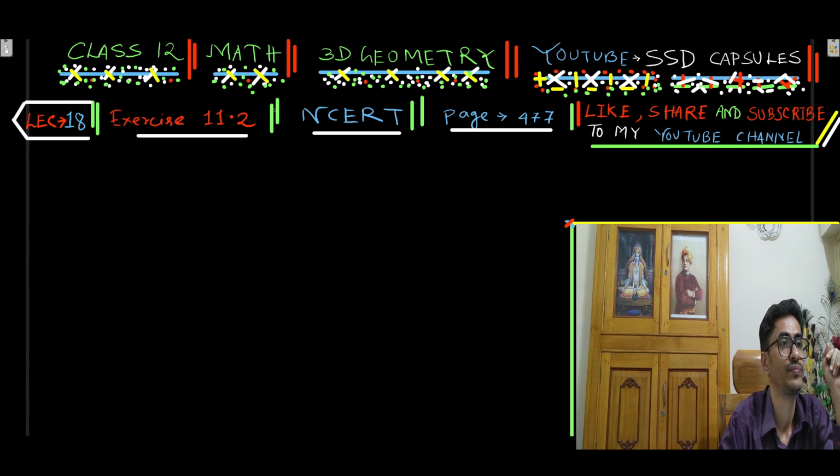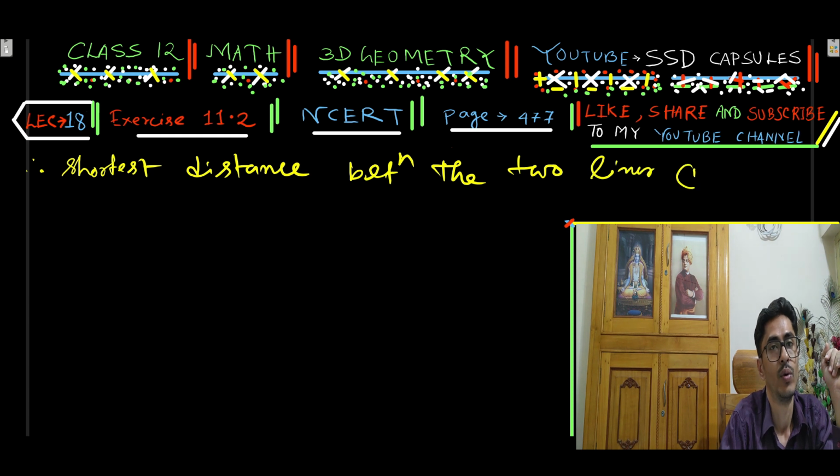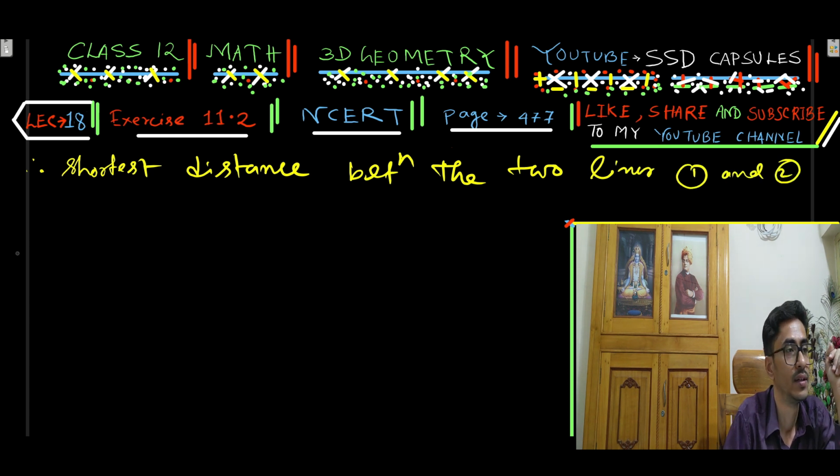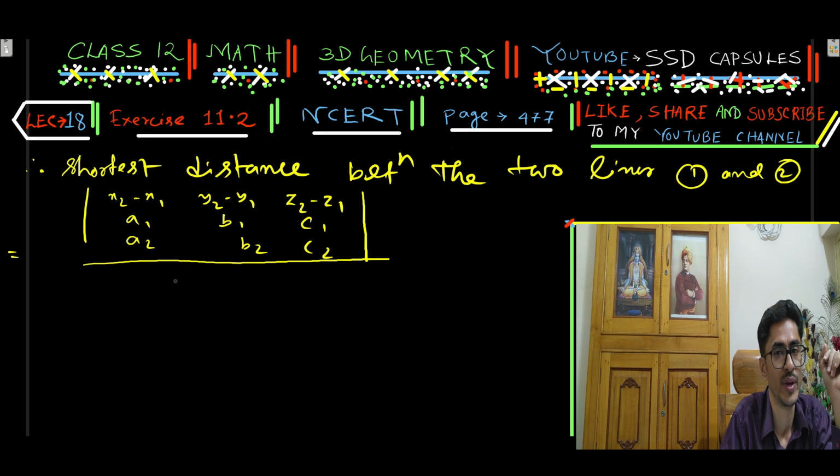So go to the next page. Therefore the shortest distance between the two lines 1 and 2, in Cartesian form, we write the formula: the determinant of x2 minus x1, y2 minus y1, z2 minus z1, a1, b1, c1, a2, b2, c2, divided by the magnitude of the b1 vector cross b2 vector.